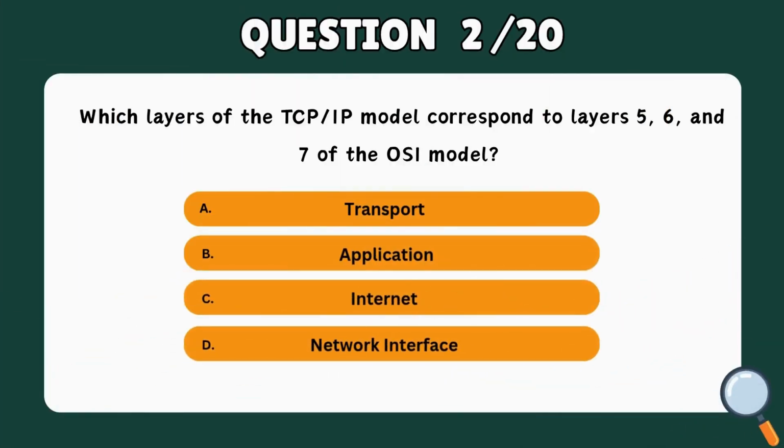Question 2. Which layers of the TCP/IP model correspond to layers 5, 6, and 7 of the OSI model? A. Transport. B. Application. C. Internet. D. Network interface. Correct answer, B. Application.